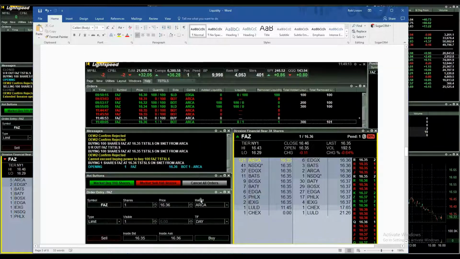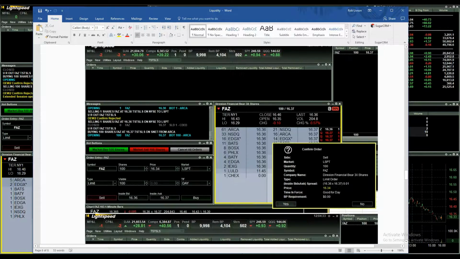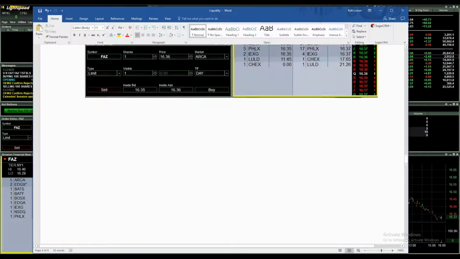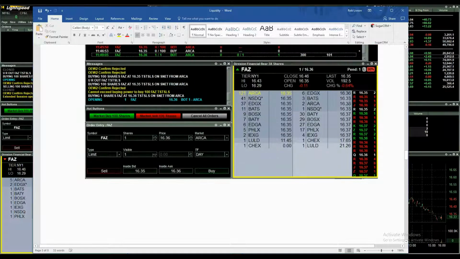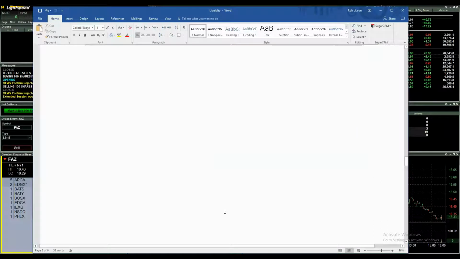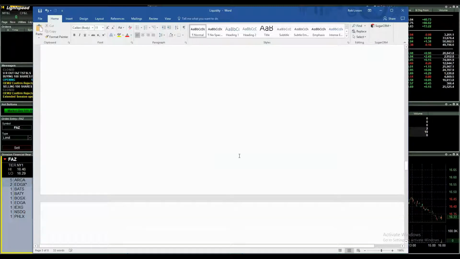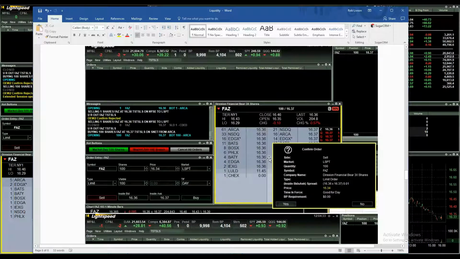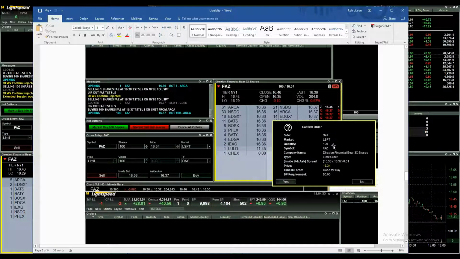Okay, so I want to see if you guys are understanding the concept here. I'm going to just show you a couple of orders, and I want you guys to let me know if you think it qualifies as an add liquidity or a take liquidity designation. So we can see here I have the bid of 1636 and an offer of 1637. I'm selling 100 shares at a limit of 1634. Is this going to be taking or adding liquidity? It's a sell order.